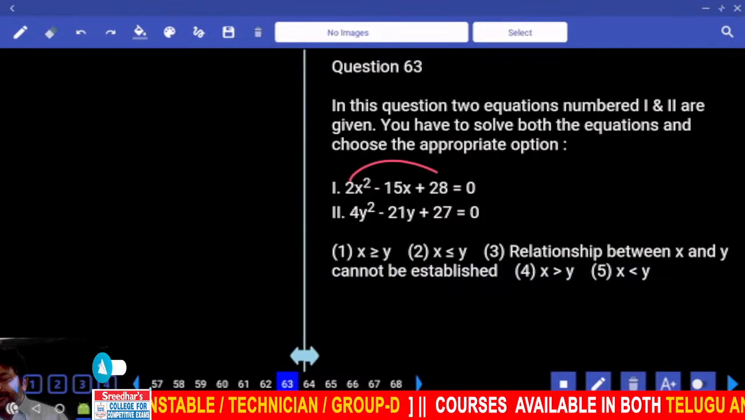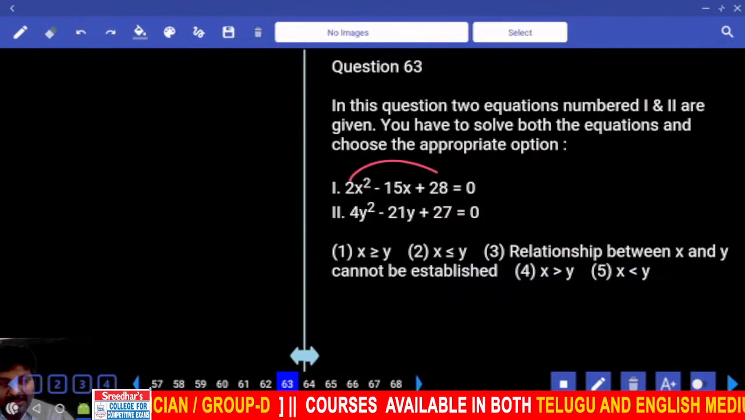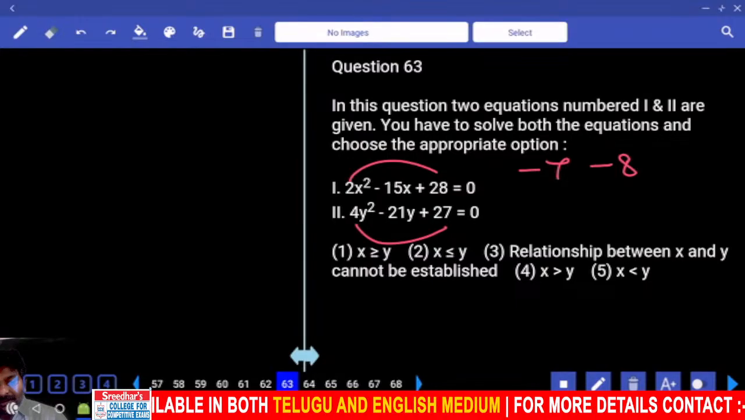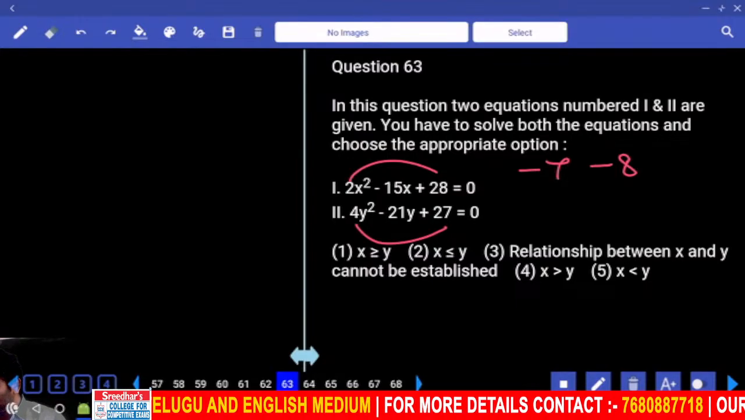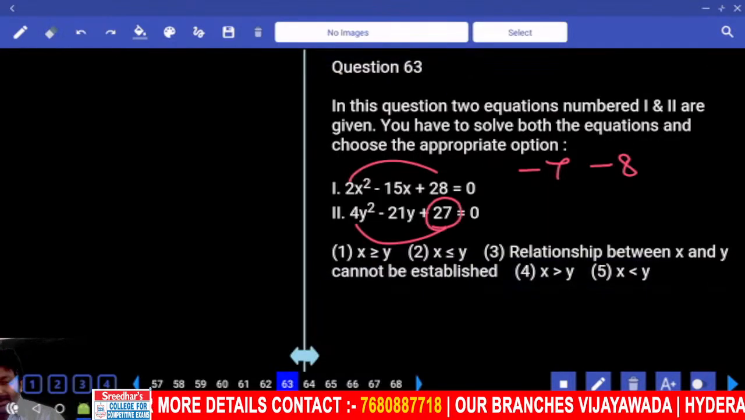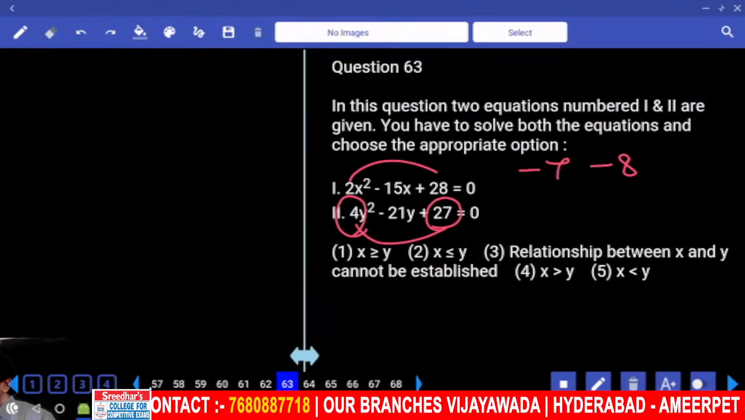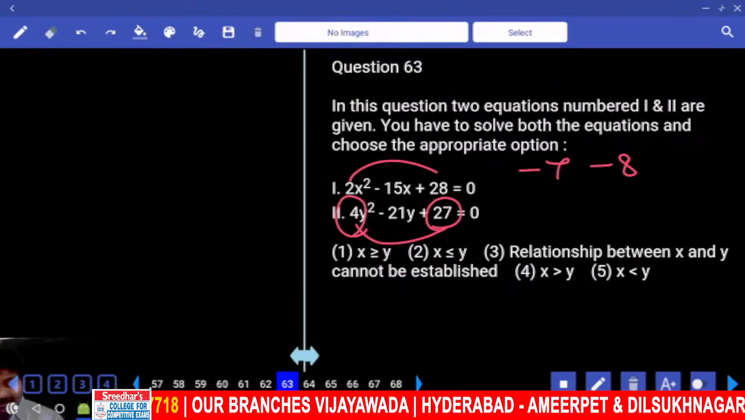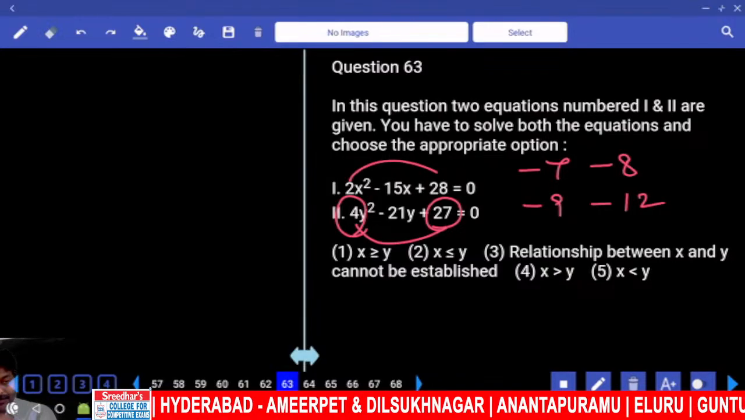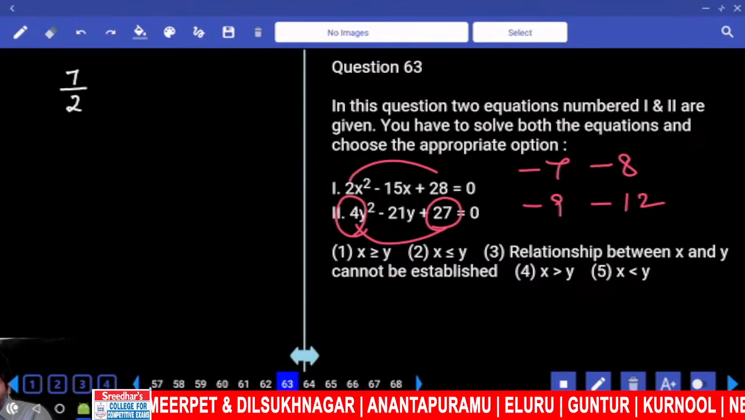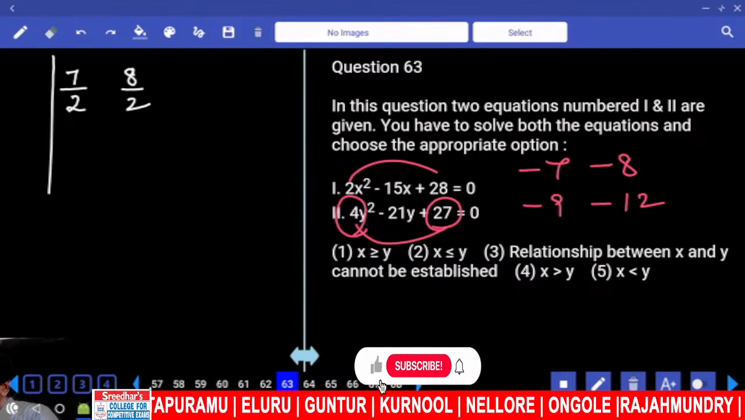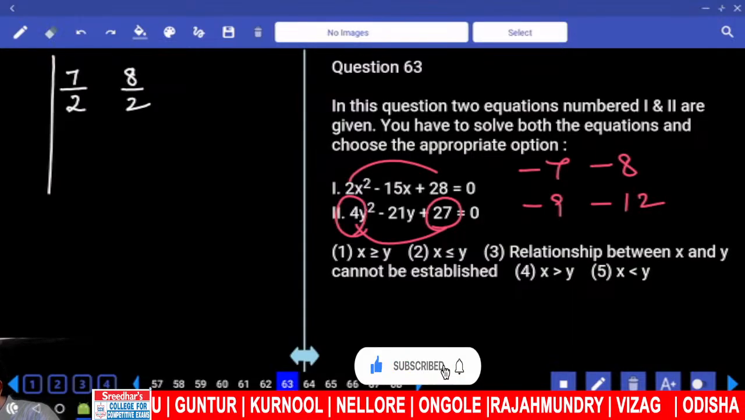Product 50. 7, 8 times. Minus 7, minus 8. Product. Wait a minute. We don't want the big one. 3 digit vastundi kada. This can be written as 3 into 9. Keep 9 over there. Multiply this number with 3. 12, 9. Sum is 21. Minus 9, minus 12. You got it? Then factors are 7 by 2, 8 by 2. 3 and a half, 4. 3 and a half, 4. Is it clear? Next.